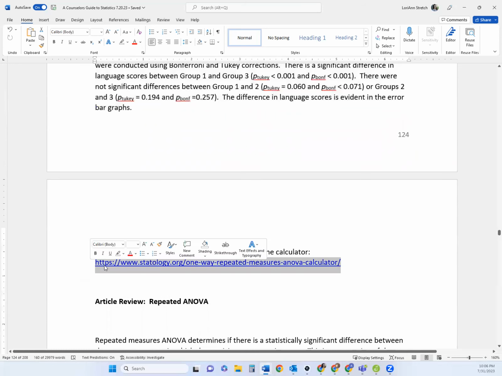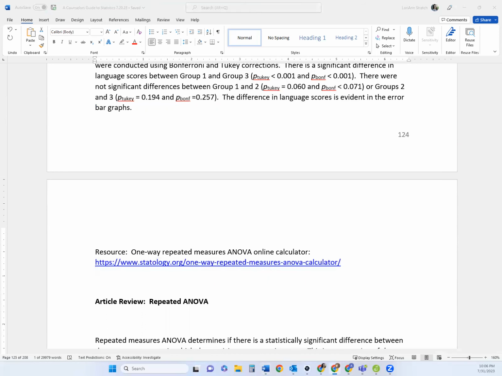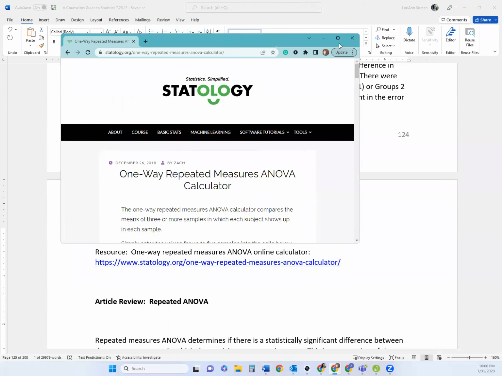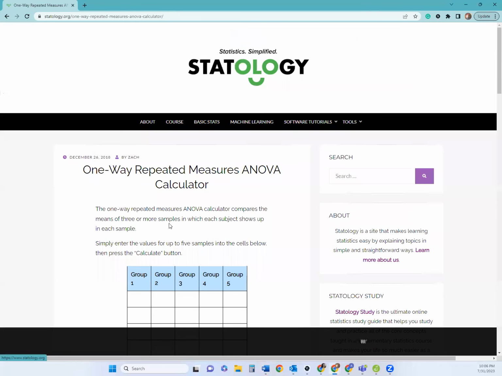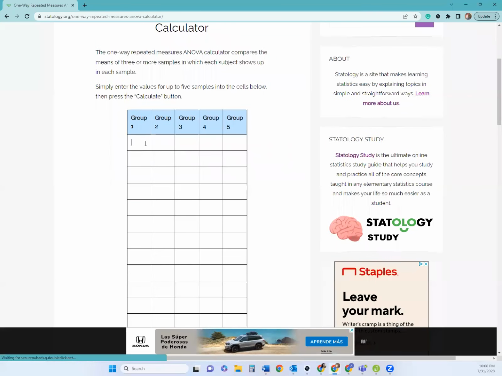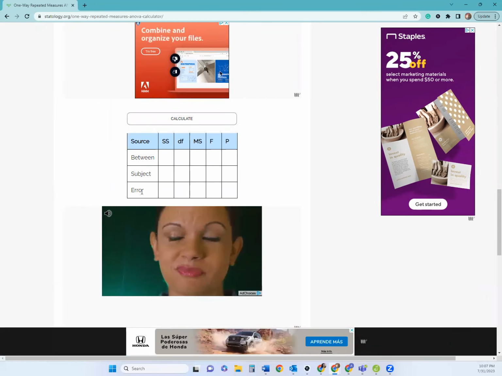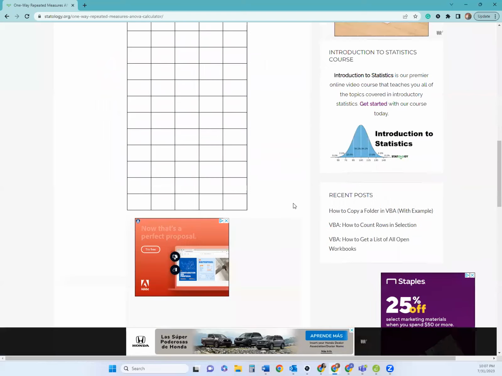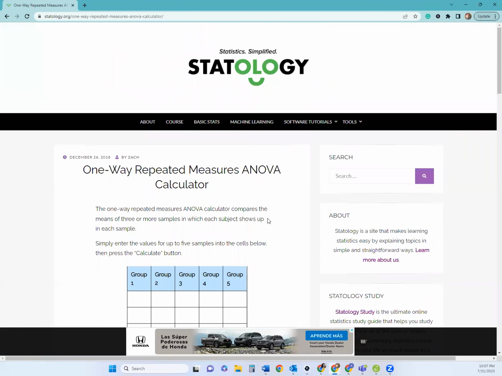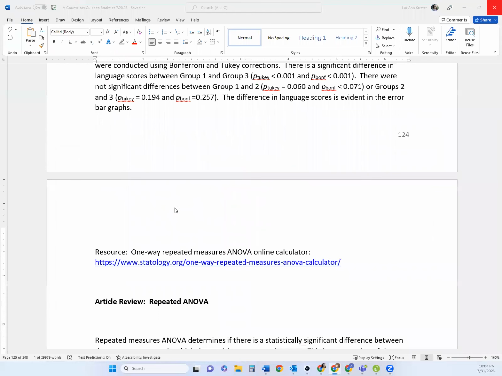I also wanted to show you this resource. So let me pull that up. On the Statology page, they actually have something similar to what we looked at when we looked at chi-square, where you can plug in the data for your groups and hit calculate, and it will calculate your between, subject, and error and give you the answers as well. It won't give you the test of the assumptions and things like that, but if you just want to run a quick analysis to see if there's differences, this might be a good starting point. So it's an extra tool. So that is the review of how to do a one-way ANOVA.